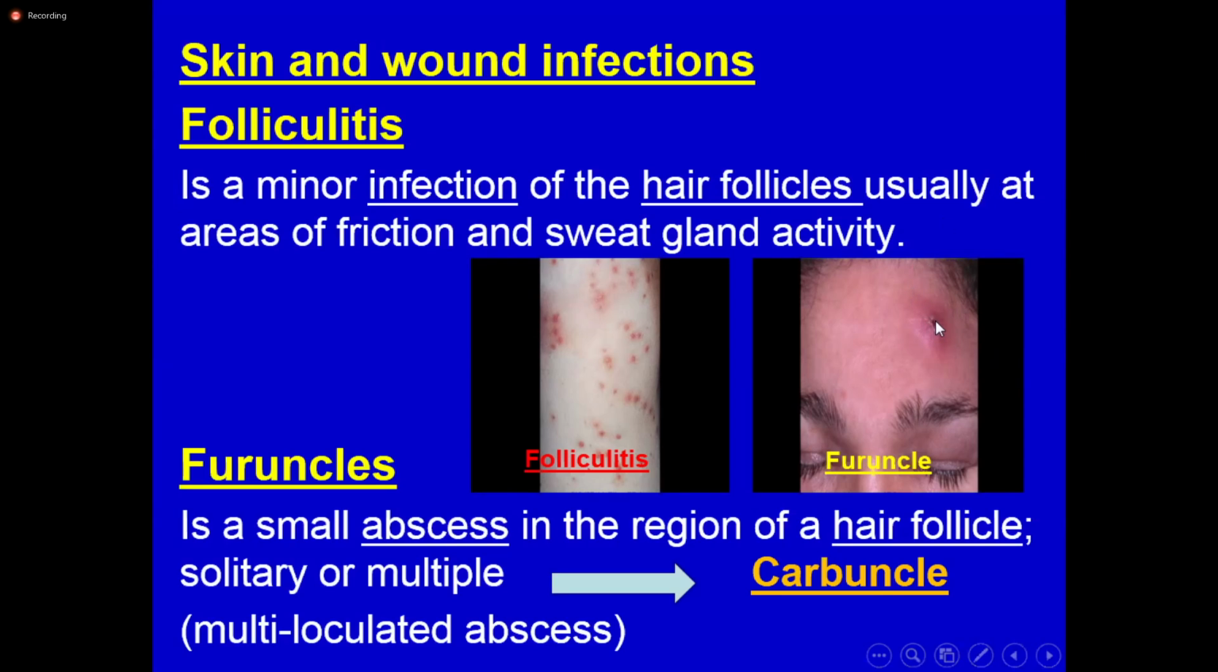So here we call this infection of the follicle with abscess a furuncle. So what is a furuncle? Infection of the hair follicle with abscess formation. Usually single. This single lesion or solitary abscess formation becomes multiloculated, with many branches, and we call it a carbuncle. So folliculitis, furuncle, and carbuncle.